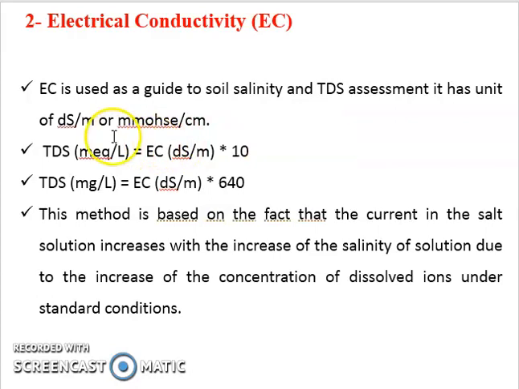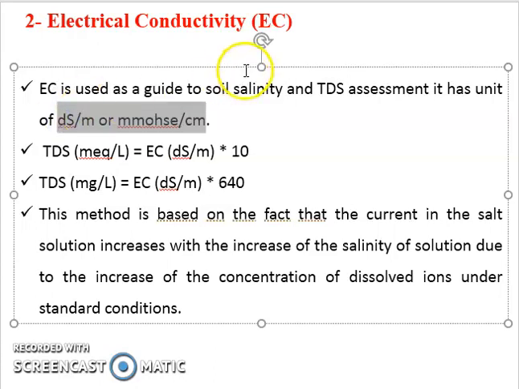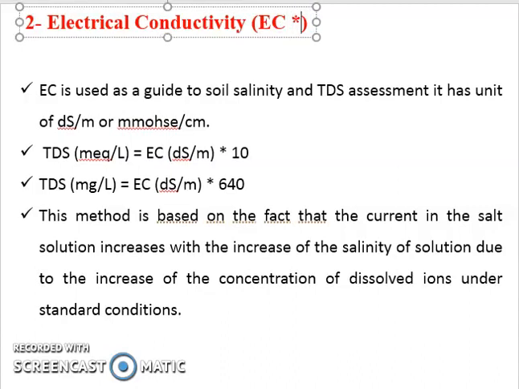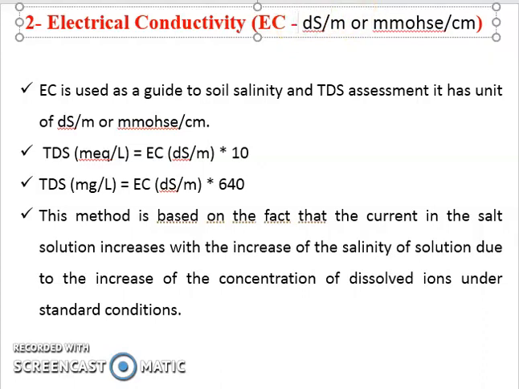The soil salinity, or electrical conductivity, has the unit of dS/m, or mmhos/cm. The two units are the same: dS/m equals mmhos/cm. The mmhos/cm is the old unit, while dS/m is the latest unit.